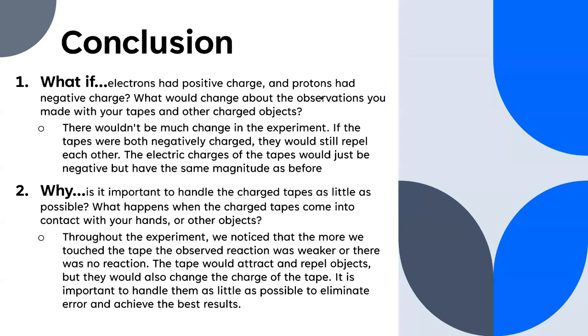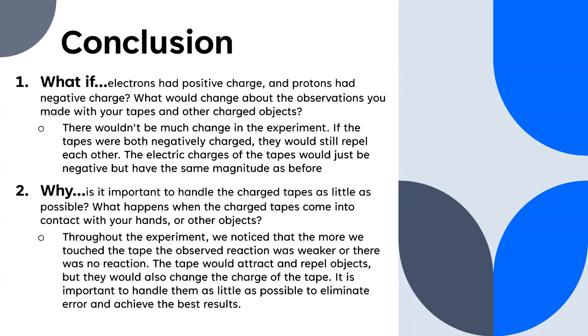So what if electrons had positive charge and protons had a negative charge? What would change about the observations you made with your tapes and other charged objects? So there wouldn't be much change in the experiment. If the tapes were both negatively charged, they would still repel each other. The electric charge of the tapes would just be negative, but have the same magnitude as before.